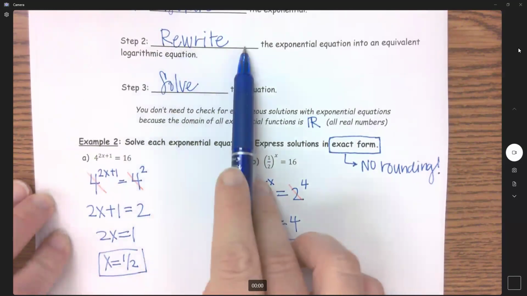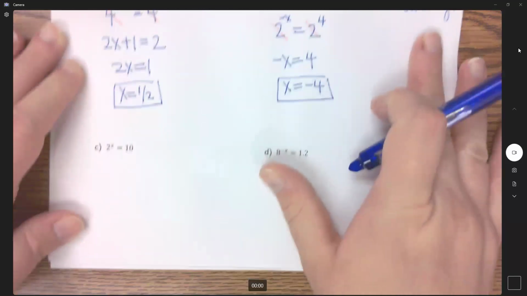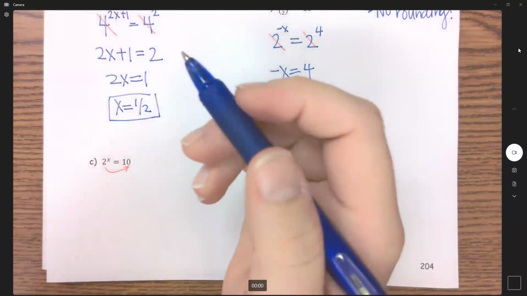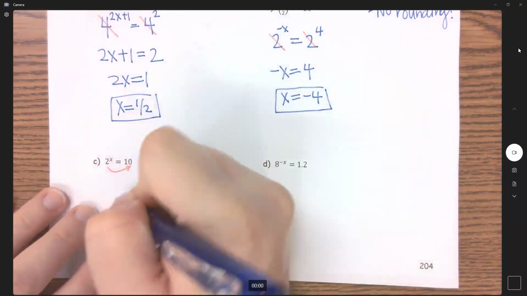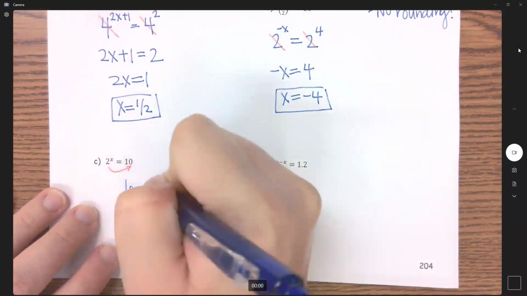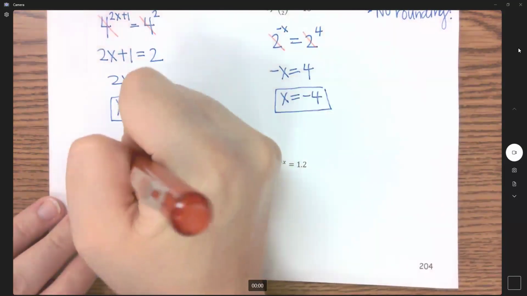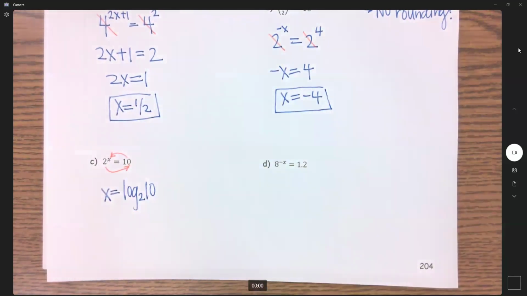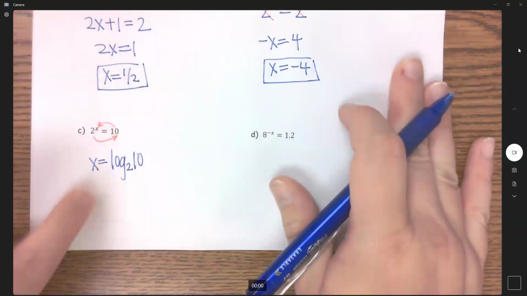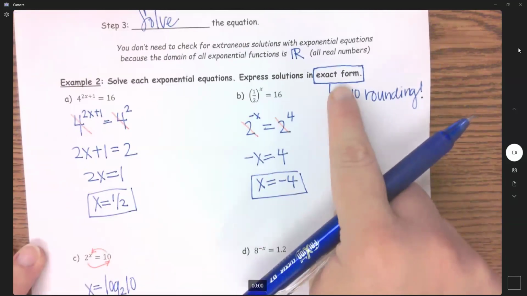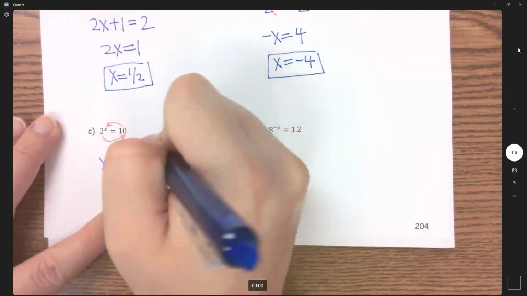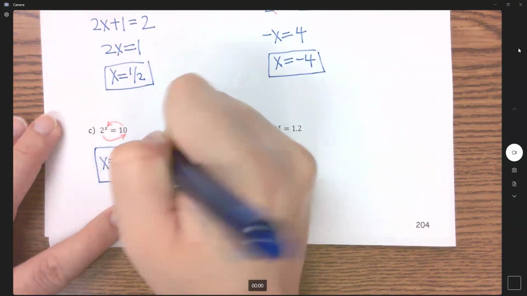So now we need to rewrite our exponential into an equivalent log. So if I take the base to the other side of the equals, we get log base 2 of 10, and that equals what's in your exponent, which is x. Once I rewrite this one, I have already solved the equation. It's already x equals. Now again, because I want this in exact form, this is my exact form right here. And so we are completely done.